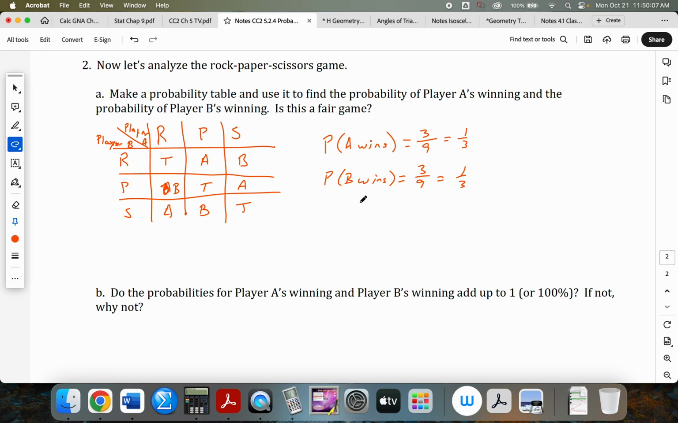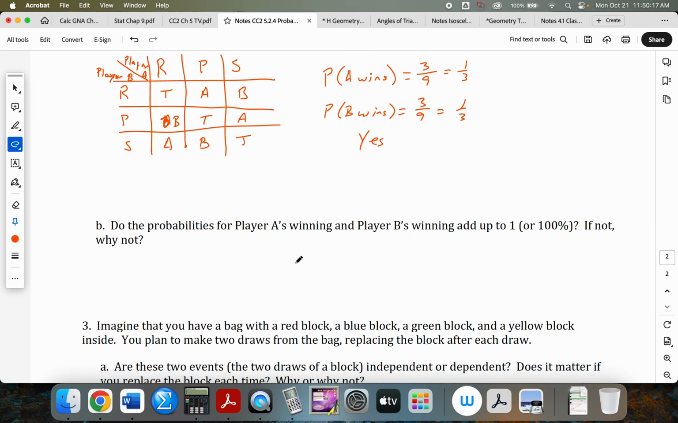Is this a fair game? Yes. Because each one has the same probability of winning. Do the probabilities for player A winning and player B winning add up to 1? No. Why not? Because there's a third possibility. A tie.